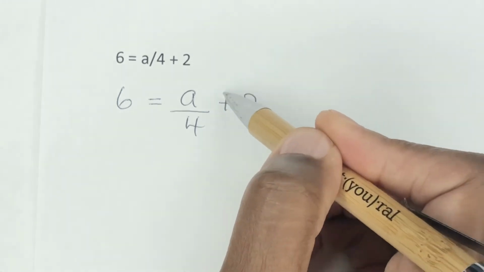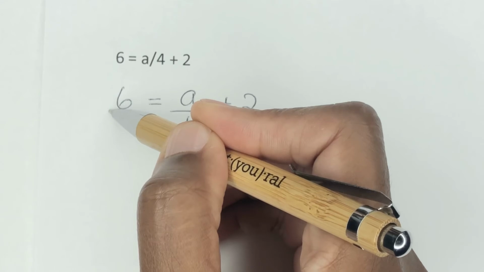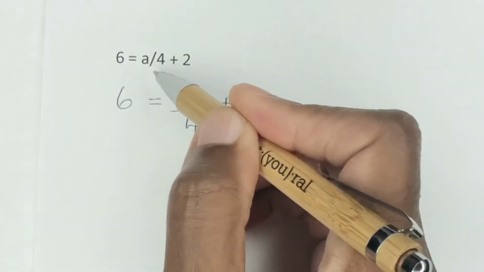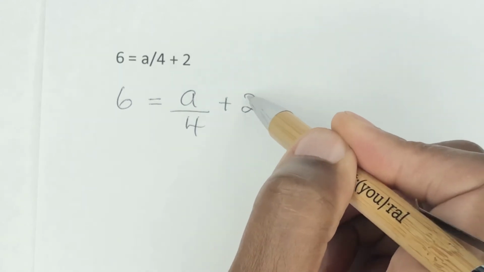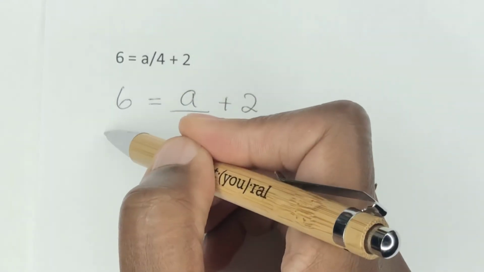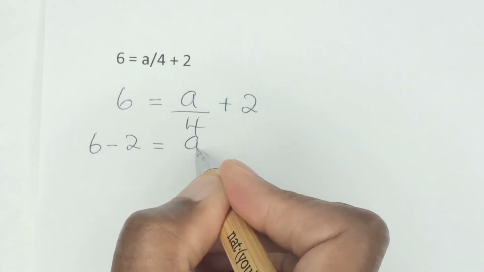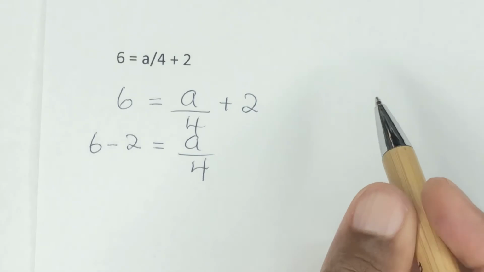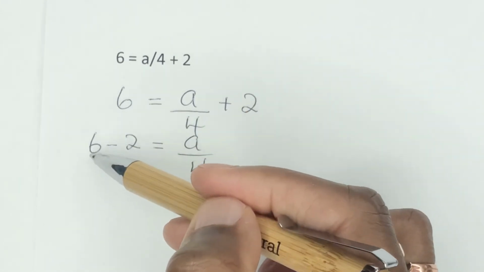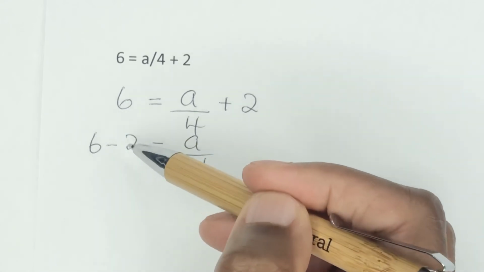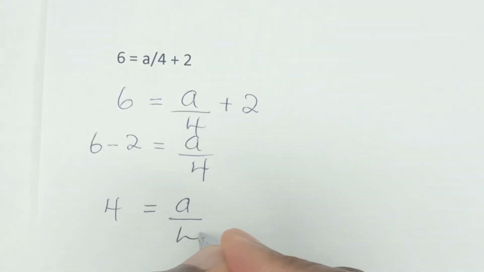So this plus 2 is sticking out here. It needs to go and join its family over here. So in order to make it do that, you have to perform the inverse operation. So this plus 2 will become a minus 2 over here. So 6 minus 2 equals a over 4. So now we have this style of equation. Now we're going to do the subtraction over here. So 6 minus 2 is 4 equals a over 4.